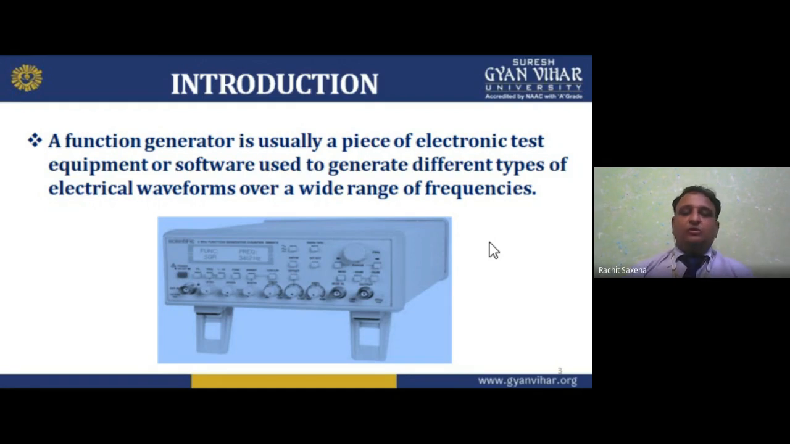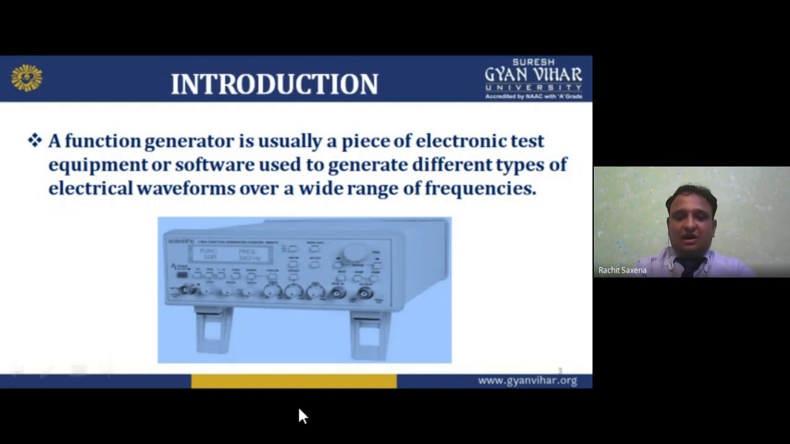Generally in the laboratory we use 20 kilohertz, 30 kilohertz, or megahertz also. It generates different types of electrical waveforms. That is the generator, and the waveform we are using as a function. So it produces electrical waveforms over a wide range of frequency.